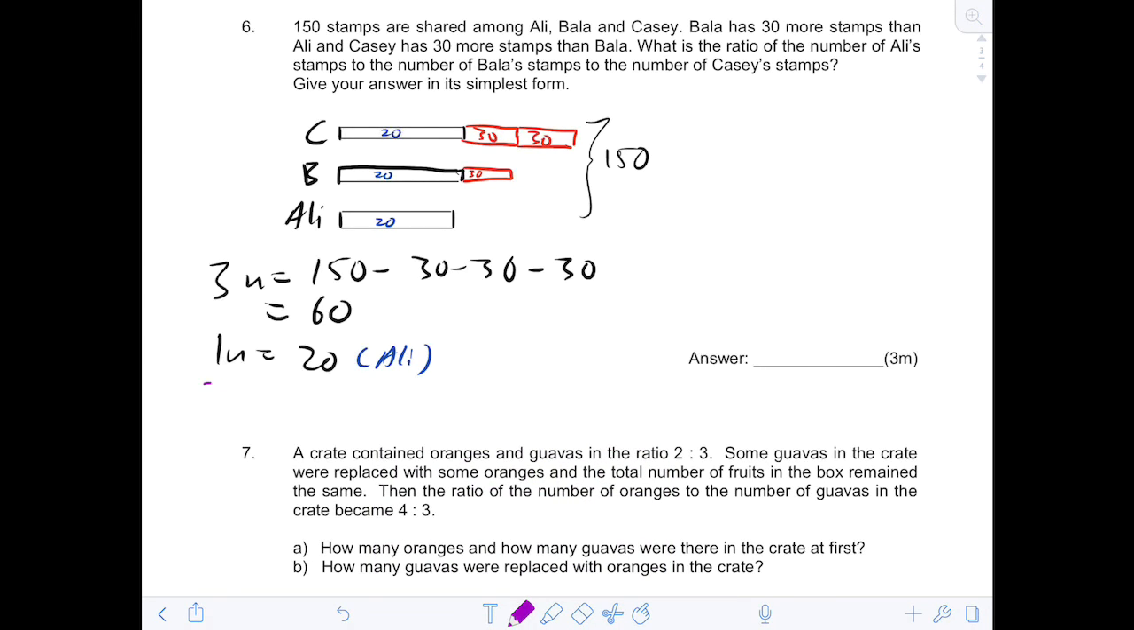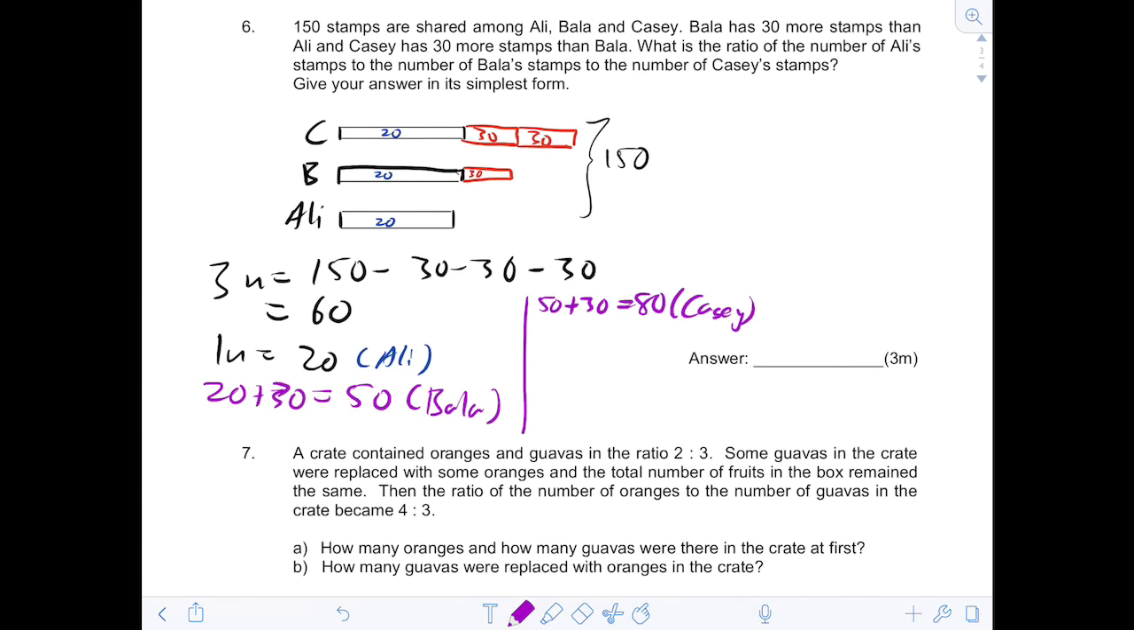Bala will be 20 plus 30 equals 50. This is Bala. And lastly, Casey would be 50 plus another 30. You'll get 80. And this would be Casey.